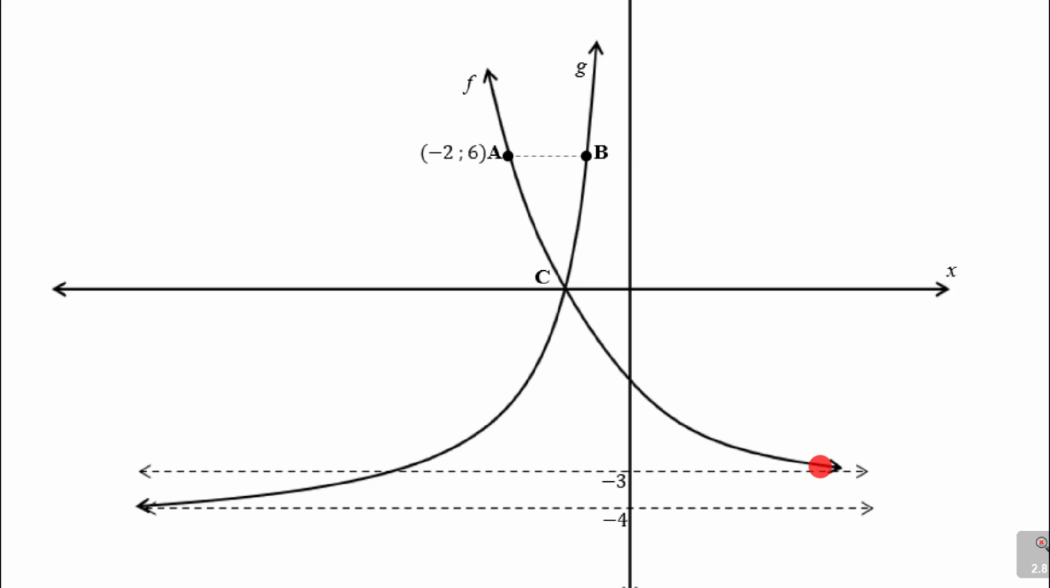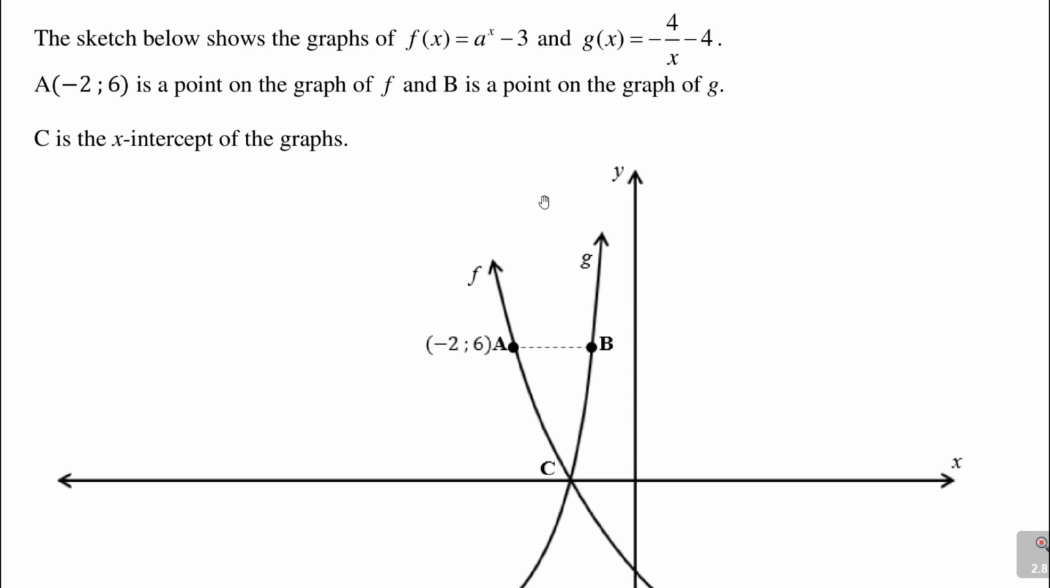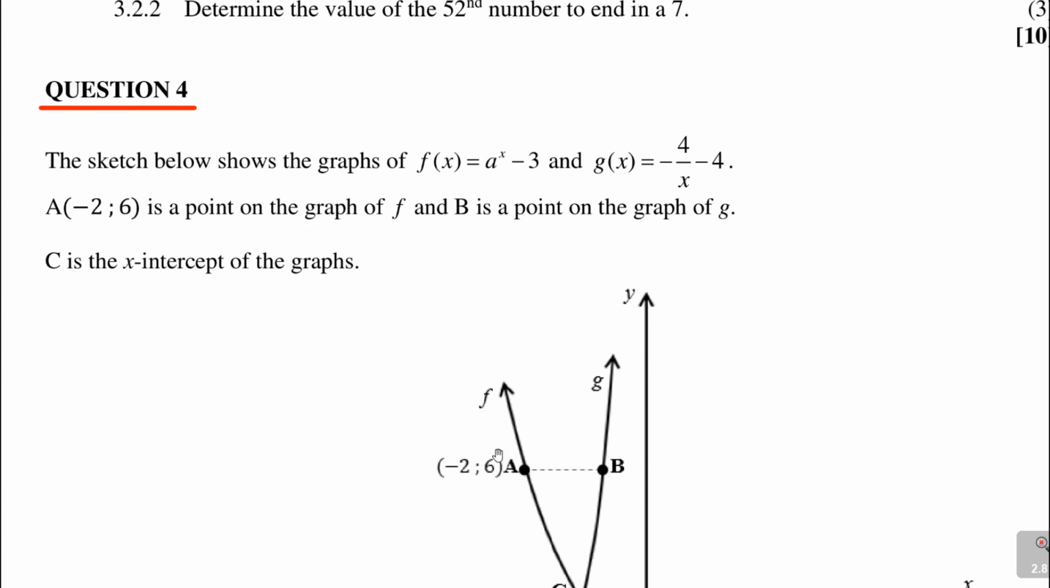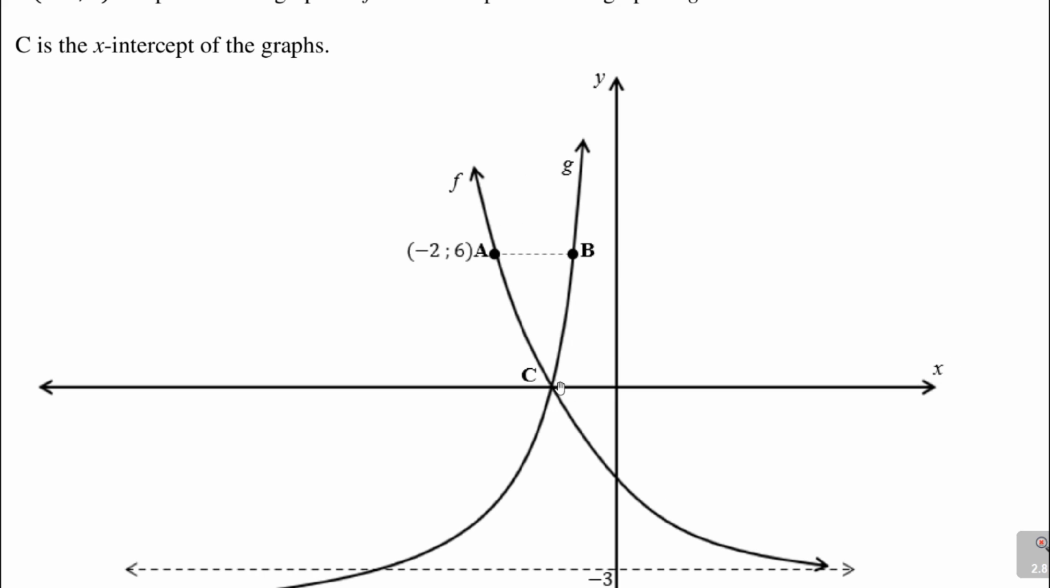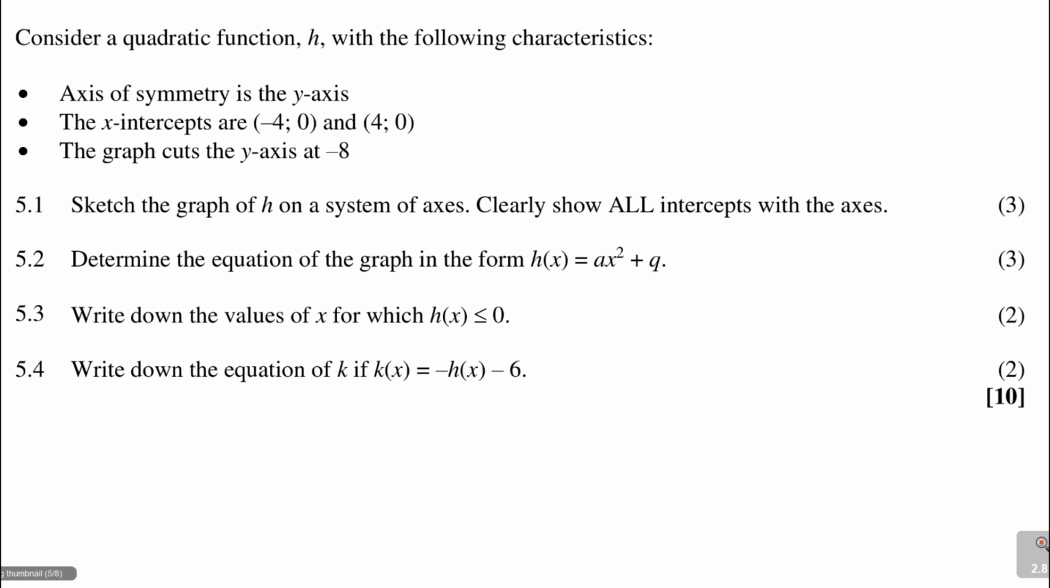It goes all the way and then it stops there, and usually we call these lines the lines of asymptotes. So this is the line which this graph will never pass. As well as the graph of g, you can see it's going all the way down. It has its own line, which is also another line of asymptote. These are lines that these graphs will never pass. There's point A, which is a point on the graph of f, and you can see point B on g. C is the intercept of the graphs. Remember, intercept is where the graph cuts the x-axis. Now let's look at the questions.